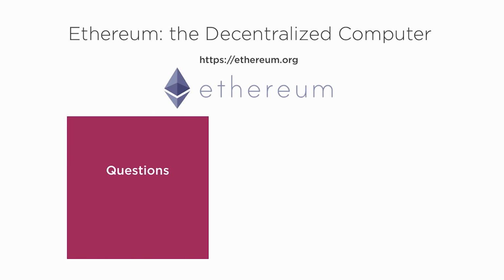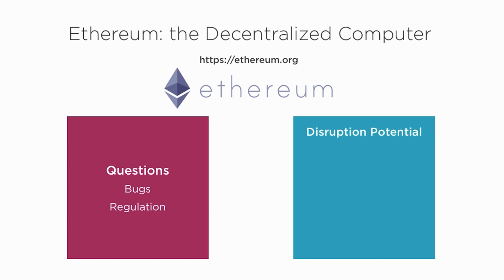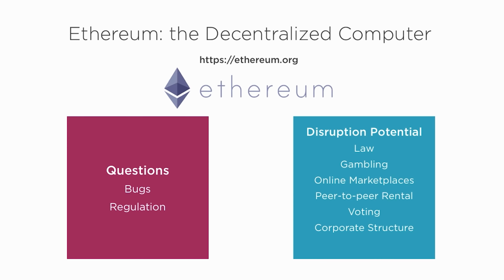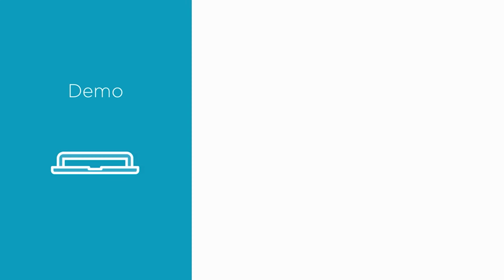Now, there are lots of questions, like what to do if there are bugs in the code and how governments would regulate such contracts. But there's exciting potential to disrupt all kinds of industries like law, gambling, online marketplaces, peer-to-peer rentals, voting, and even corporate organizations and governments. With that preface, I'll now demonstrate creating and using a simple smart contract.